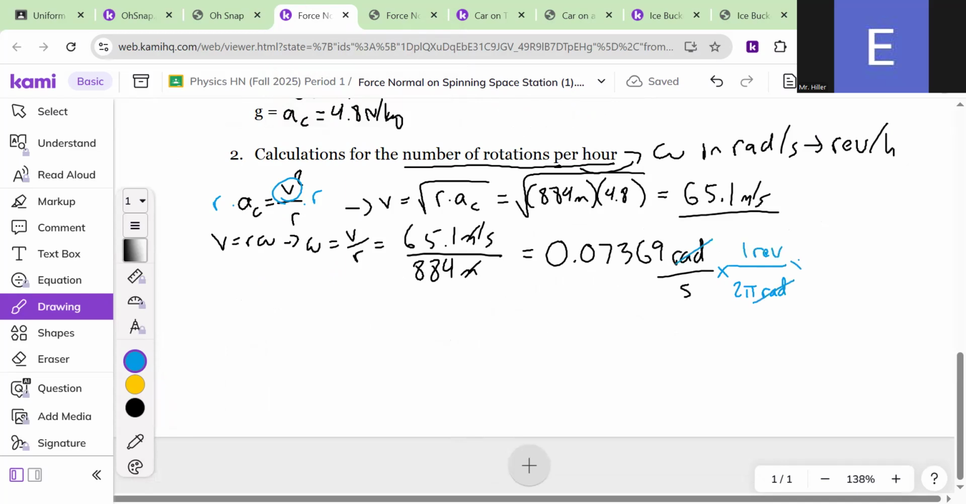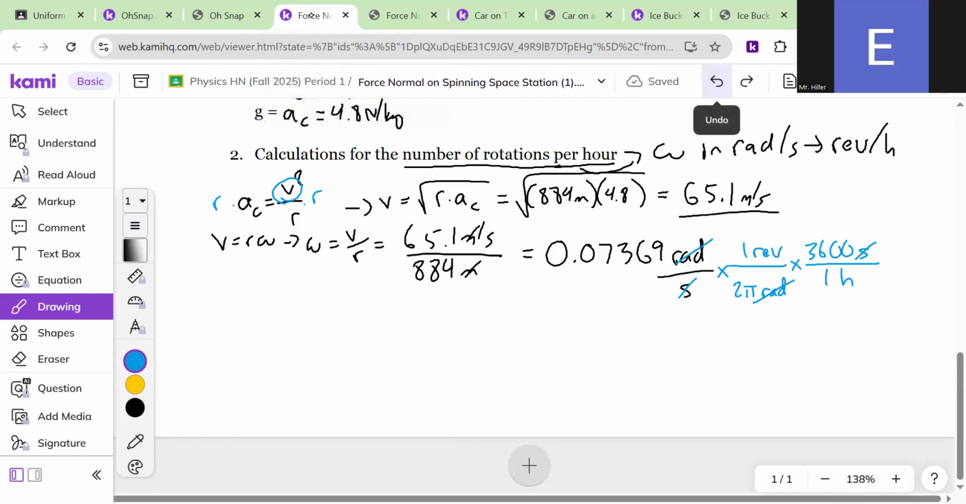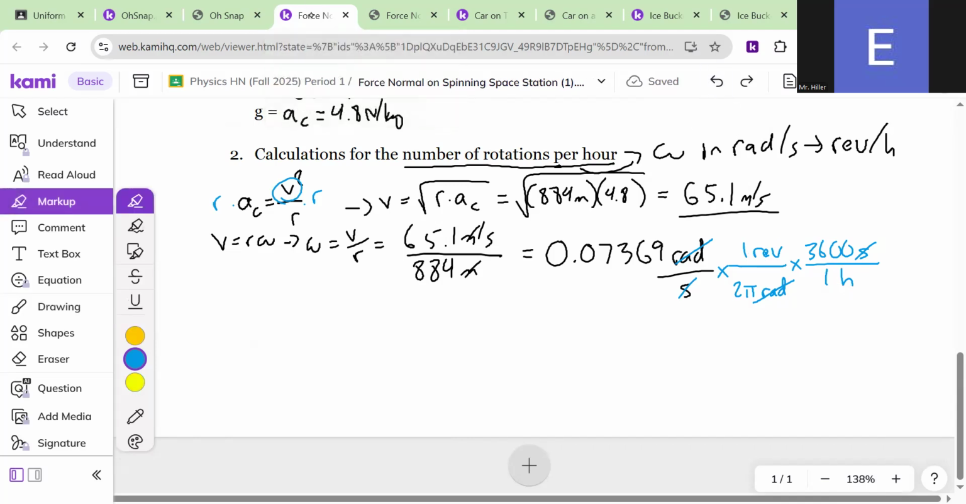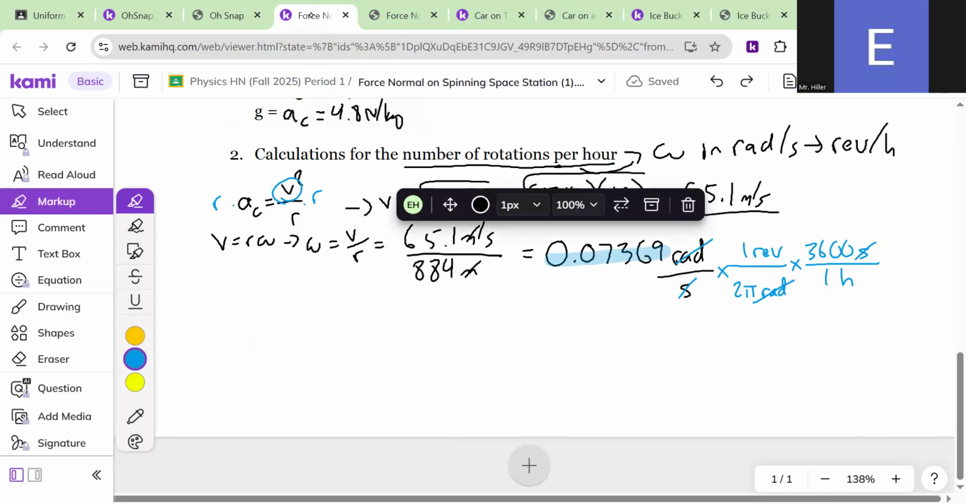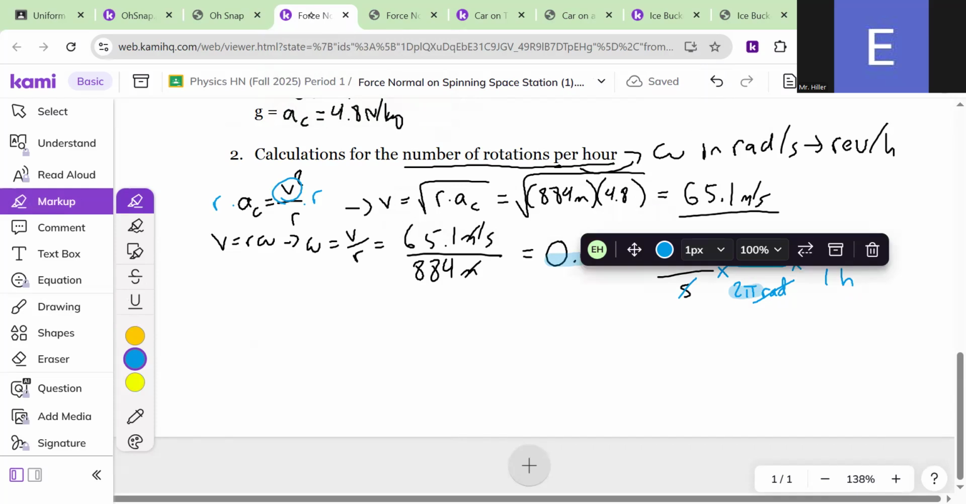That cancels. Then there are 3,600 seconds, which cancels, in 1 hour. Now you can see my units are in revolutions per hour, and I've got the correct unit for it. And the math should take care of itself. You can see I'm going to be multiplying this times this times this, and then just divide it by 2 pi.